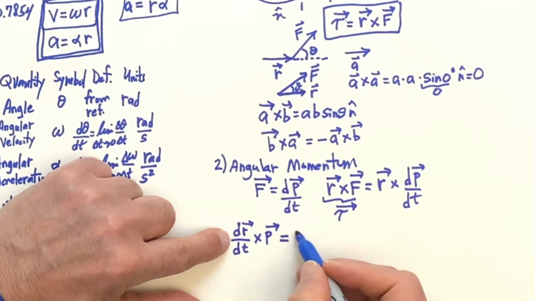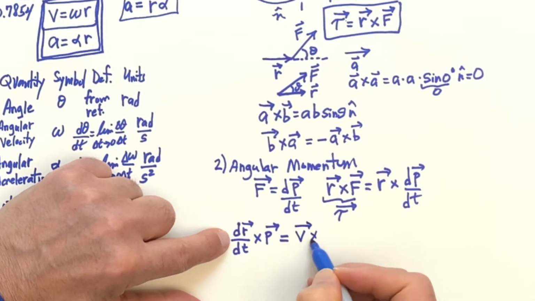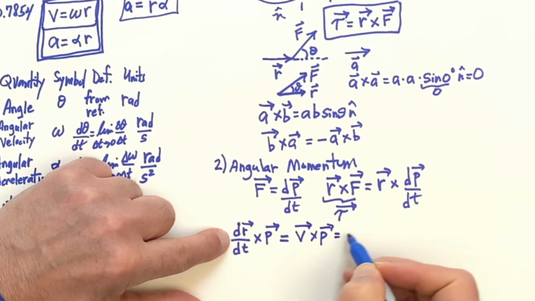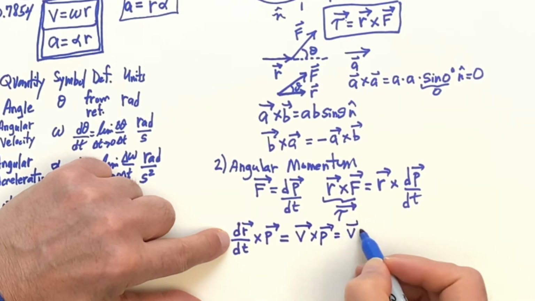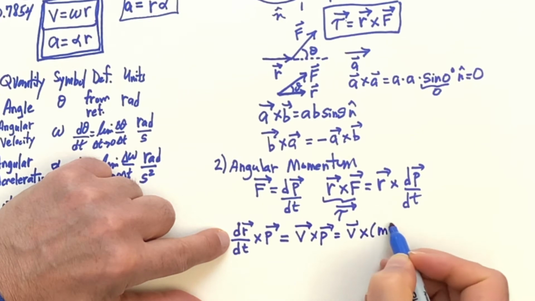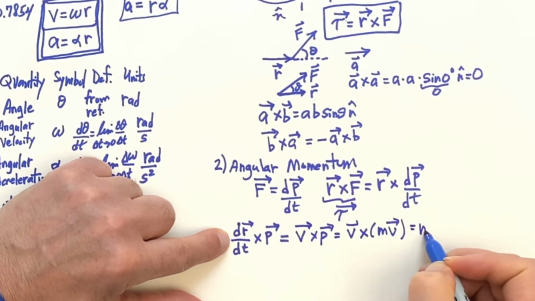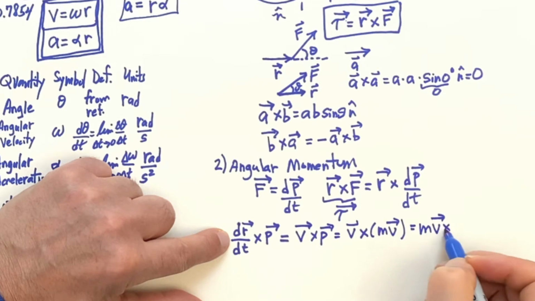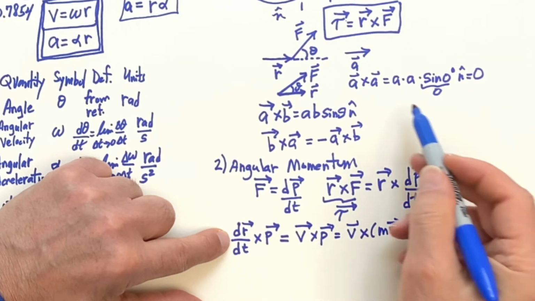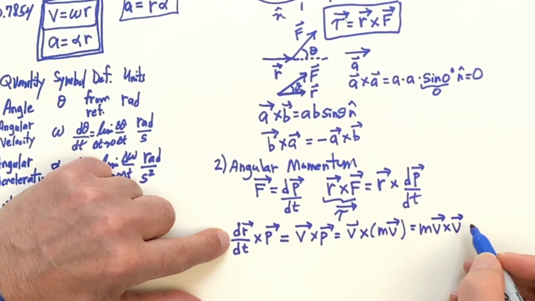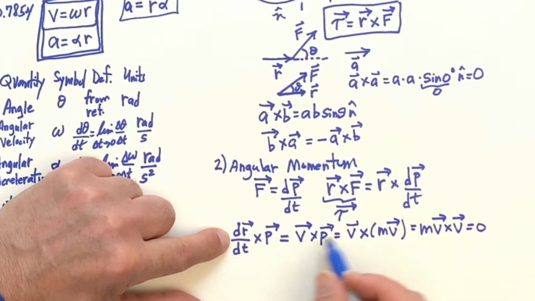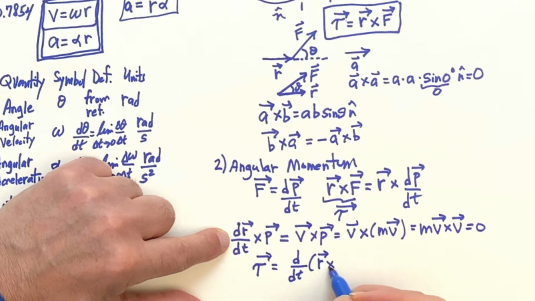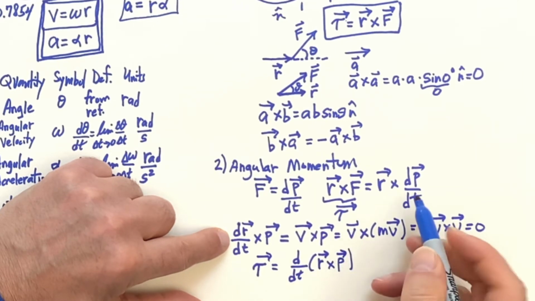This derivative of the r is going to be the velocity. And since the momentum is mass times velocity, I get m times v cross v, but we said up here that if you have the same vector and cross it with itself, you get 0. So now you can see the trick. I can write the torque equation as d/dt with the r cross p on the outside.